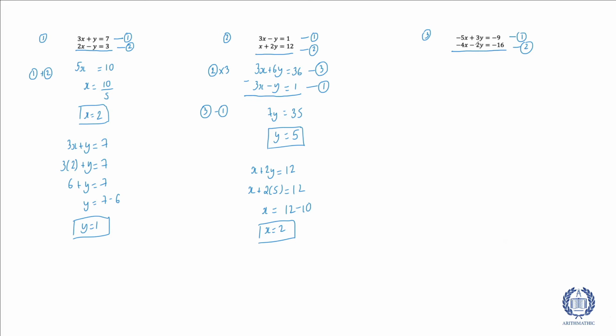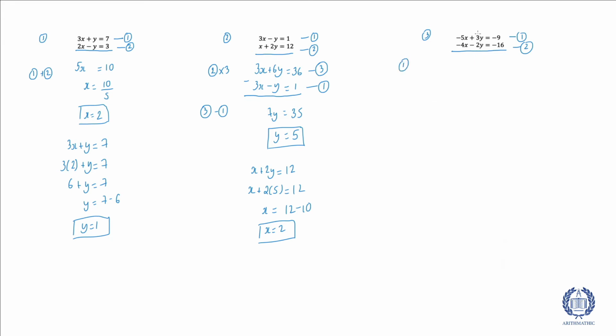But we need to times both of them now to make the same number, right? So again, you can choose to make x or y the same. This time I'm going to go for y. So if I look at 3 and 2, what number can I make 3 and 2 to be the same? I can make that 6, right?